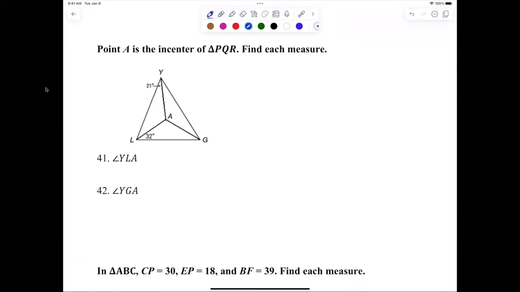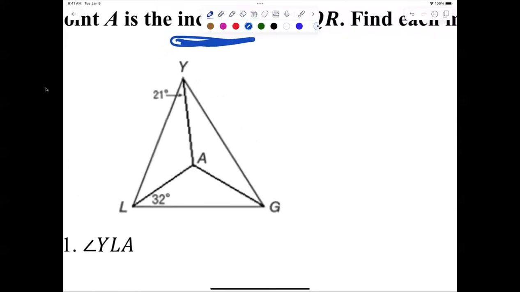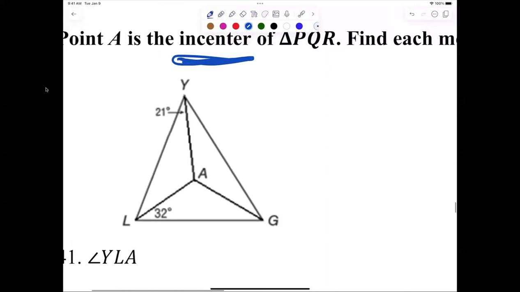Now we're talking about the incenter. Remember, the incenter is all the what? Yes, the incenter is the angle bisectors. All right, the angle bisectors. So based off of that, this angle right there is what? 21. This angle right here is, okay.